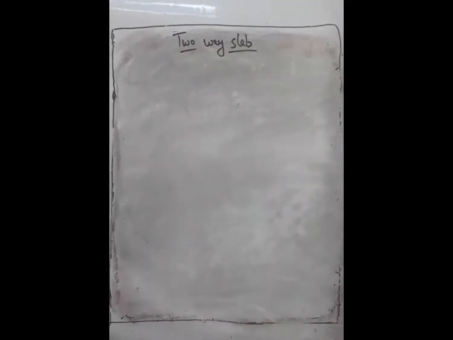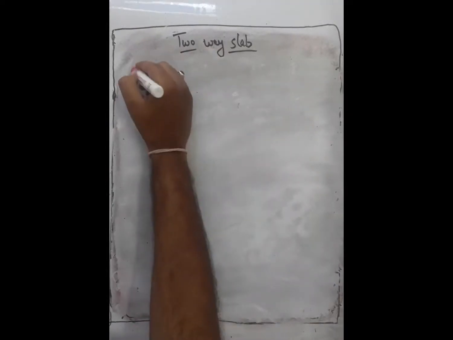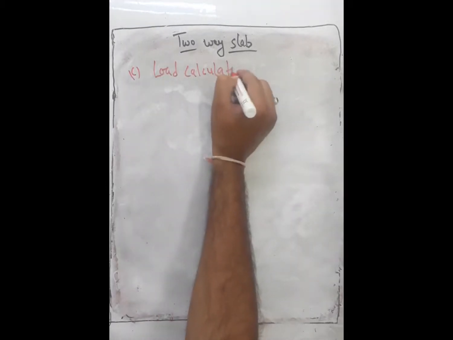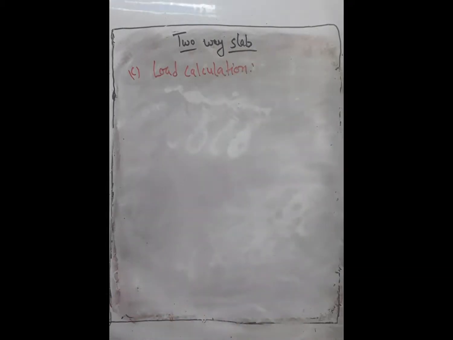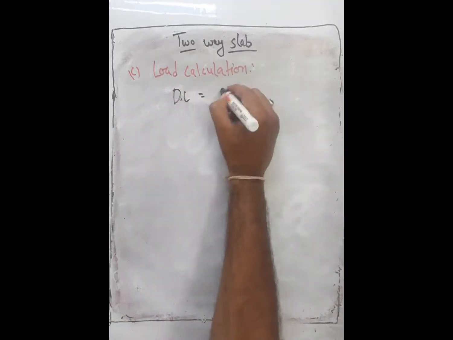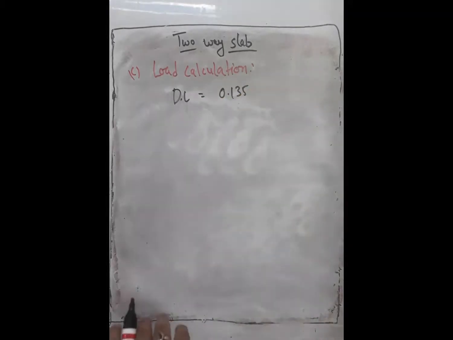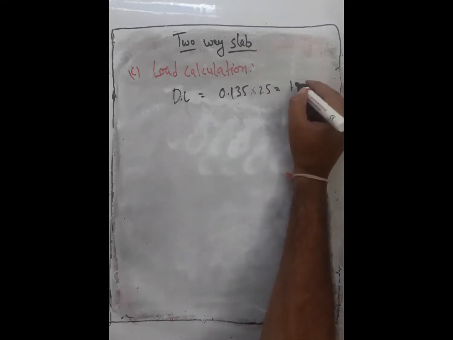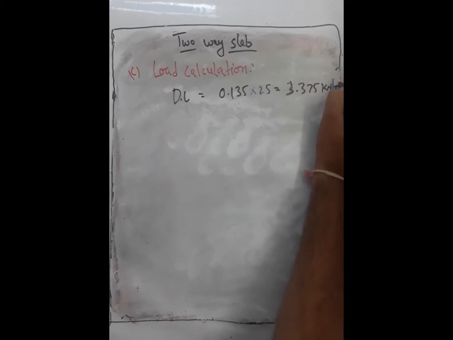Our step number C, load calculation. So for finding the load calculation, first we have to find the self-weight or dead load and floor finish, and add live load, getting the total load. So here first we have to find the dead load. So dead load is equal to overall depth, 0.135 meter, into 25 density. So here we get 3.375 kilonewton per meter square.